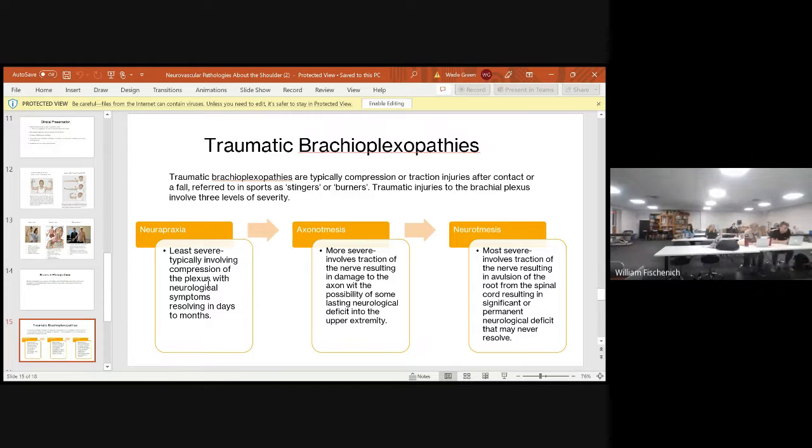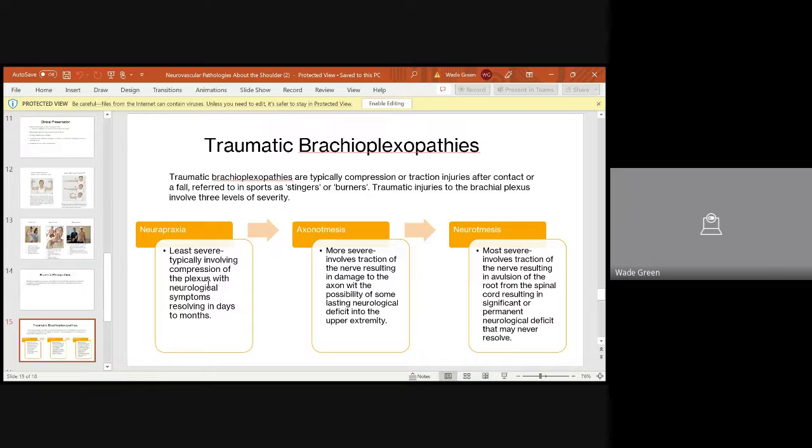All right. So when we talk about traumatic brachial plexopathies, either compression injuries or traction injuries, there are three levels of severity, from least severe to most severe. The least severe is called neuropraxia. Neuropraxia is essentially a temporary injury and/or compression to the brachial plexus, and the symptoms of neuropraxia typically resolve within minutes to hours, or within just a few days to a month. So these symptoms are typically resolving, and will resolve at most within a few weeks.